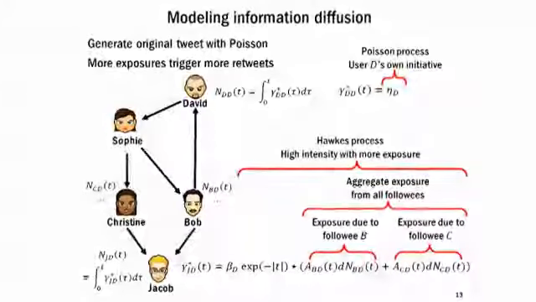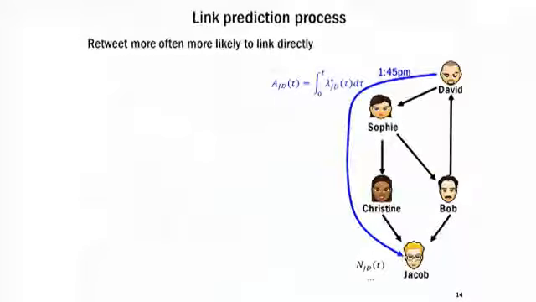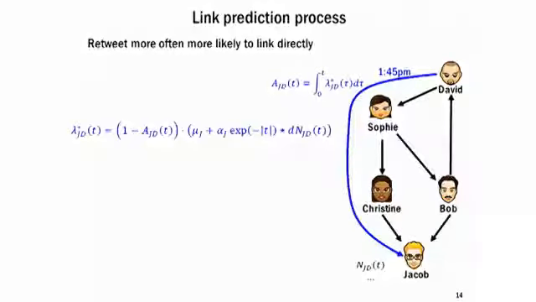So this is our information diffusion process. You have such a process for each node, and for each information source, okay? Similarly, you can use a point process to describe the link creation process, okay? So essentially, we try to capture this intuition that if Jacob is retweeting very often the tweets originating from David, and if he hasn't created a direct link to David, it's more likely that Jacob is going to do that in the near future. So essentially, the intensity function describing this counting process AJD is going to look like this.